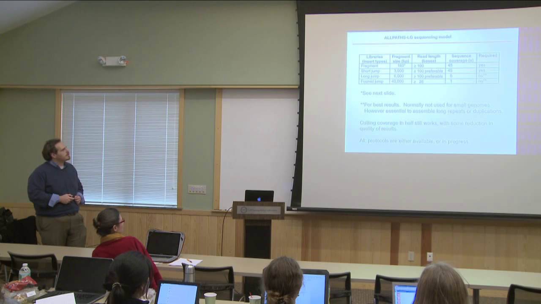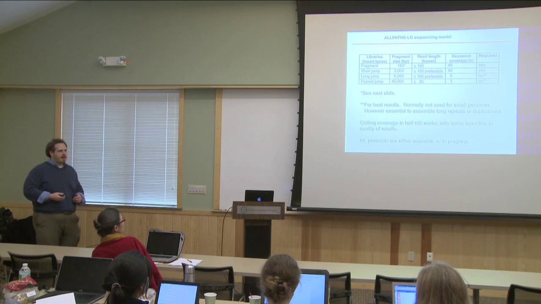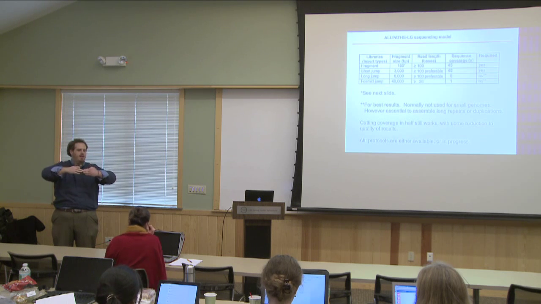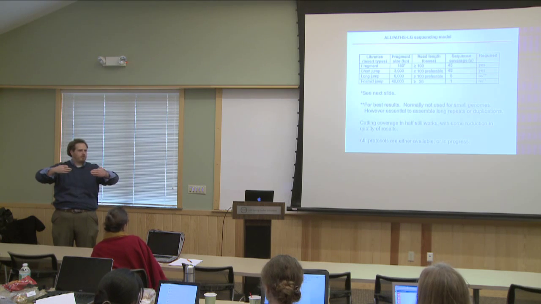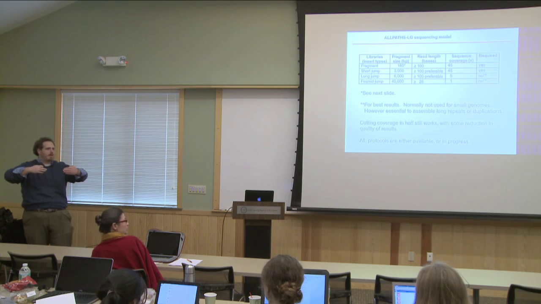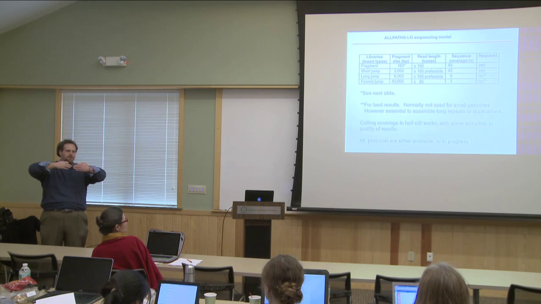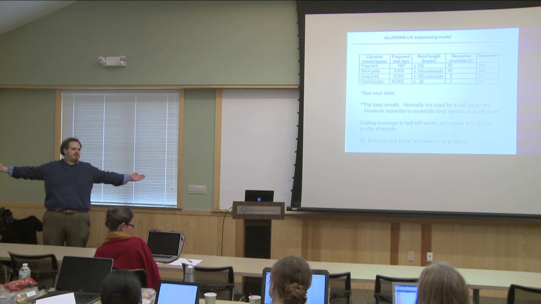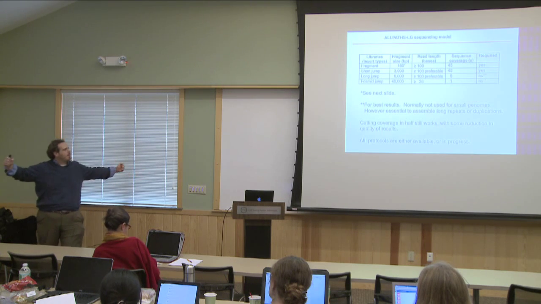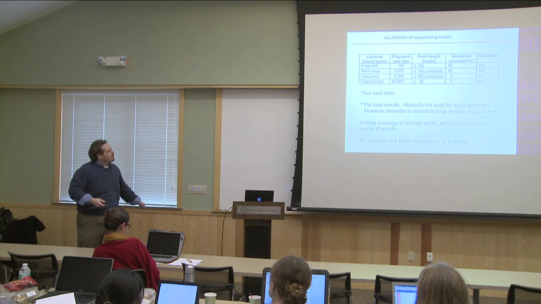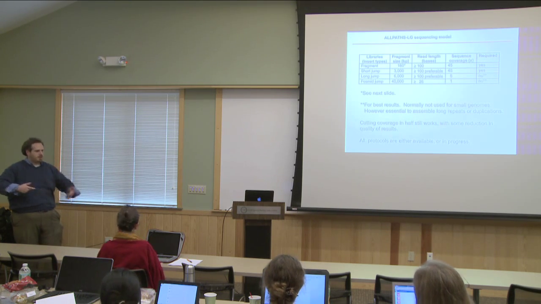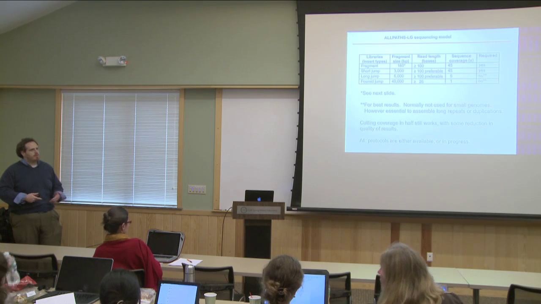The other requirement is some sort of jumping library. So this is that protocol. We're going to take molecules that are, say, 3 or 5 kb long. We're going to circularize them and then do paired-end sequencing across that junction point to generate so-called mate pair reads. So even though from the point of view of the sequencing, those reads are right next to each other, with respect to the original genome, they're going to be like 2 or 5 kb apart.